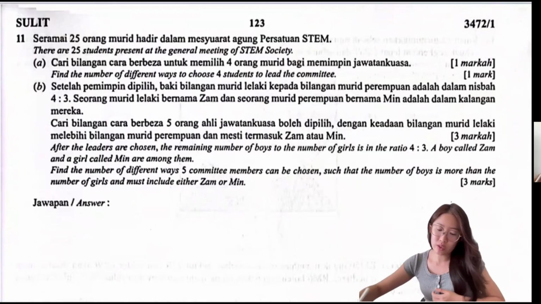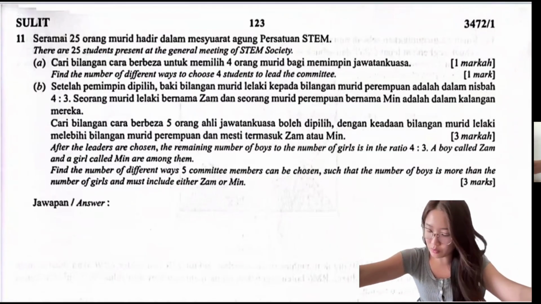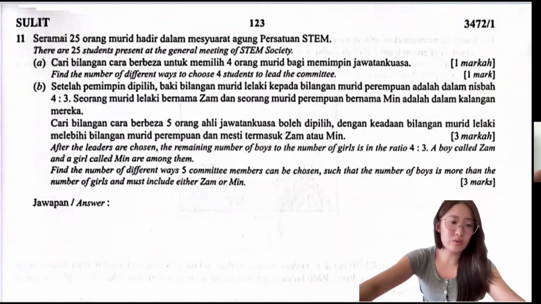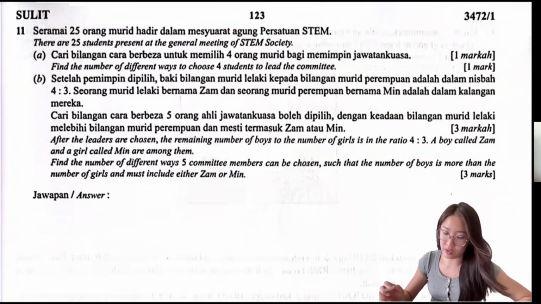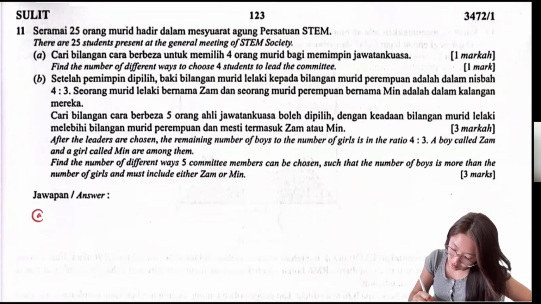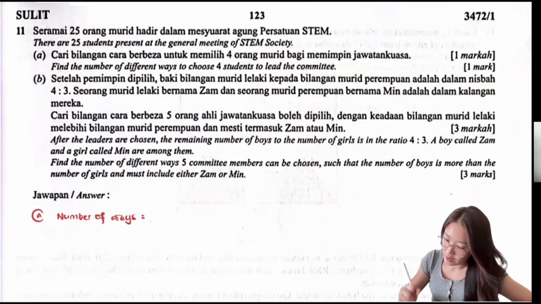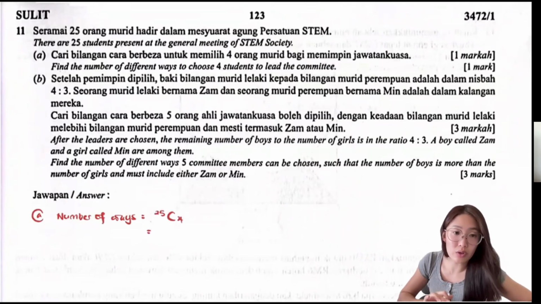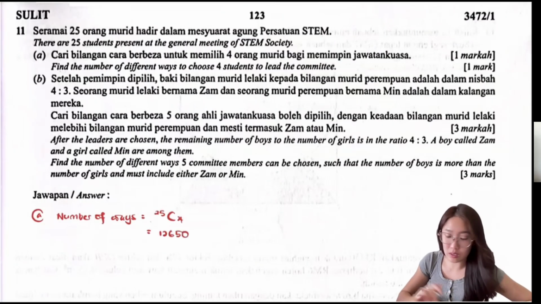All right, there are 25 students present at the general meeting of STEM Society. Find the number of different ways to choose 4 students to lead the committee. A is easy. Number of ways. This is also permutation and combination question. You have 25 people, choosing 4 to lead only, not arrangement. So this is 12,650. 1 mark.